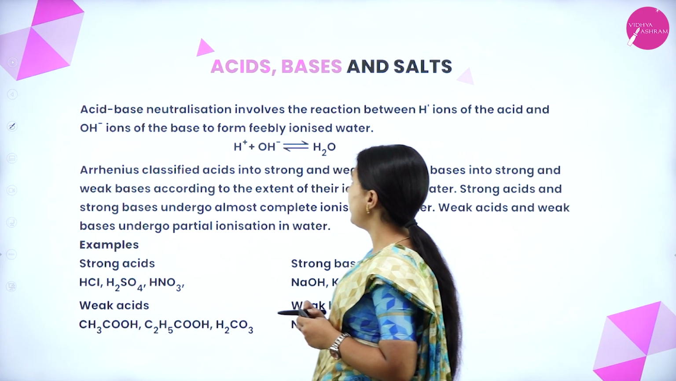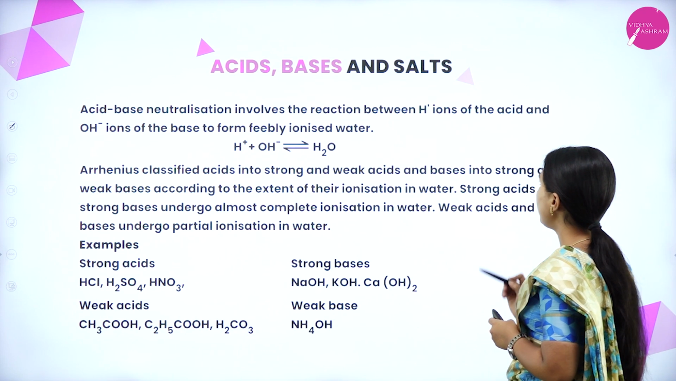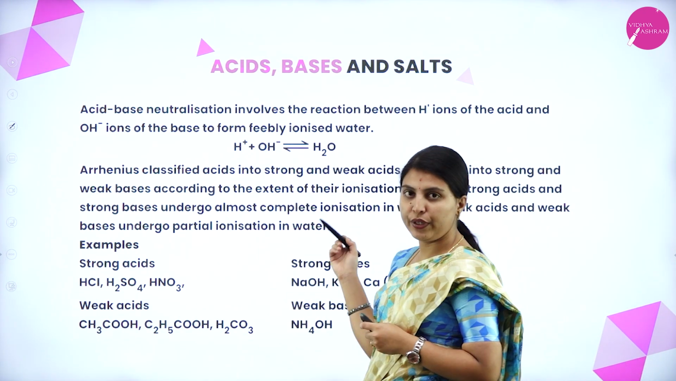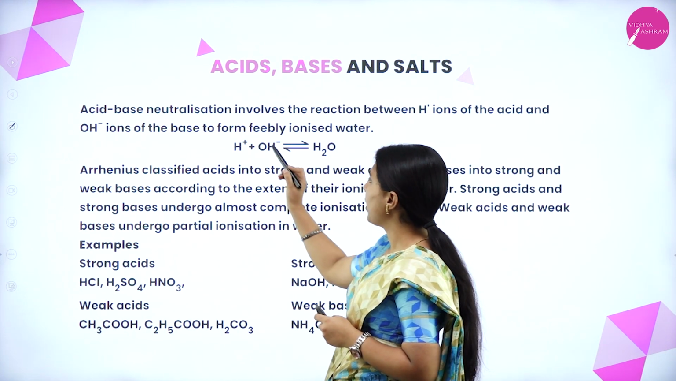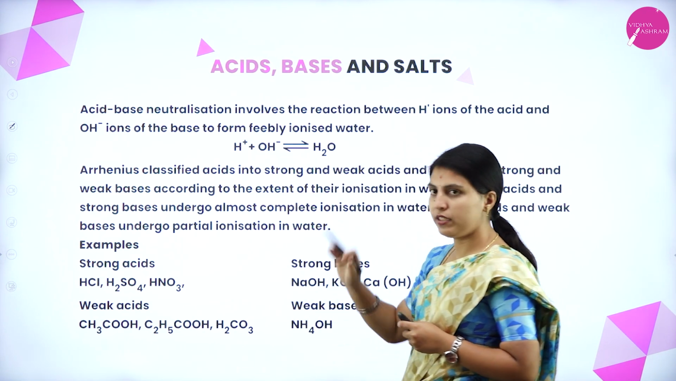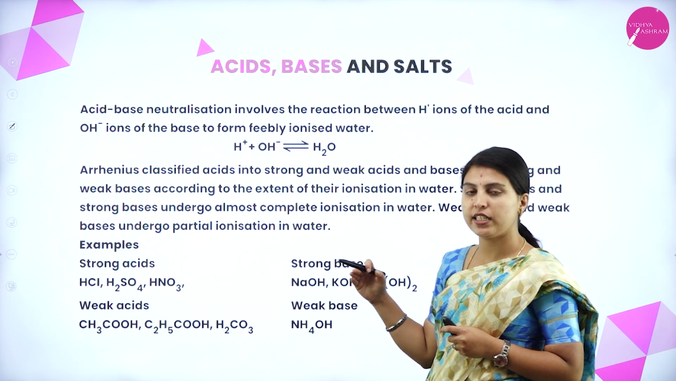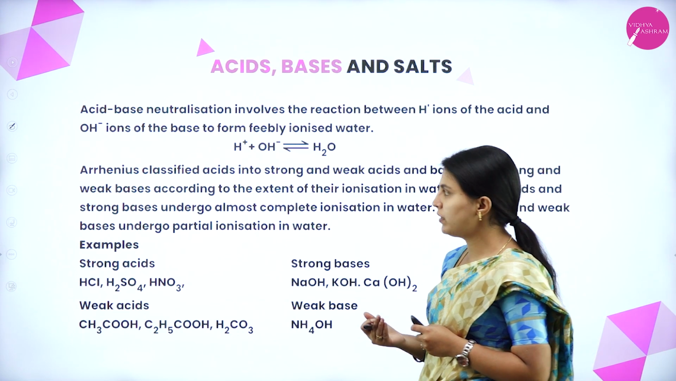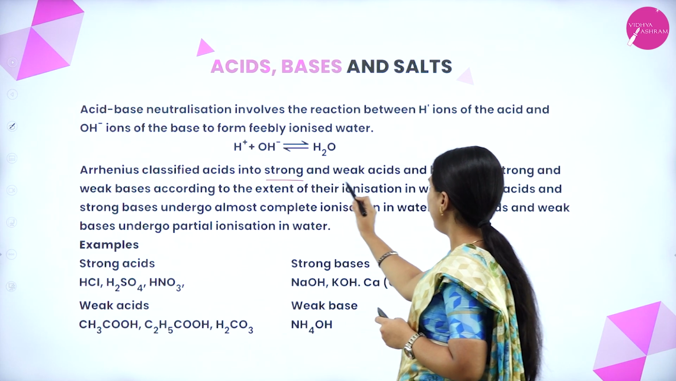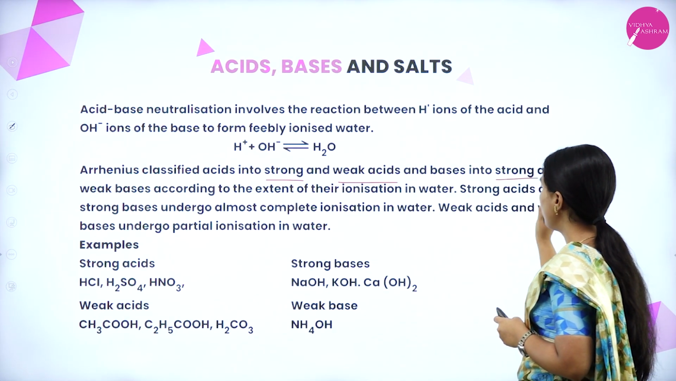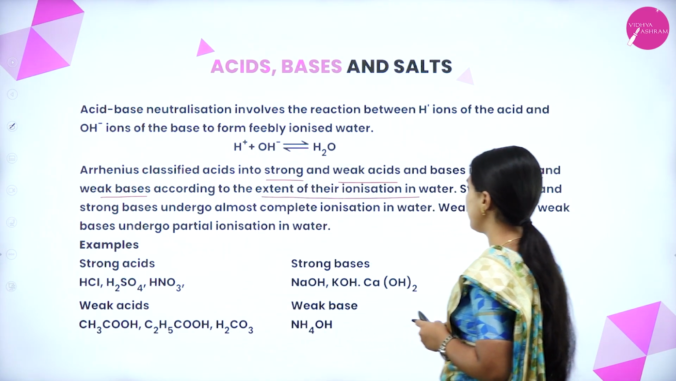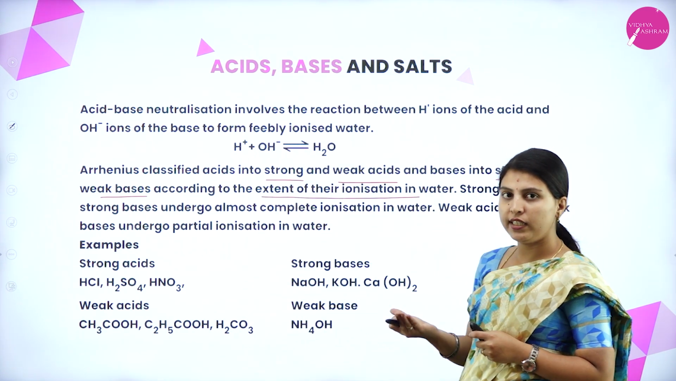Acid-base neutralization involves the reaction between H plus ions of the acid and OH minus ions of the base to form feebly ionized water. See here, H plus and OH minus will give water. In the reversible reaction also, water will get ionized into H plus and OH minus ions. Arrhenius classified acids into strong and weak acids and bases into strong and weak bases according to the extent of their ionization in water. What did Arrhenius do?